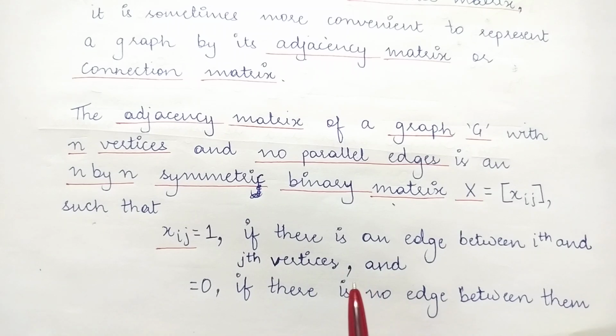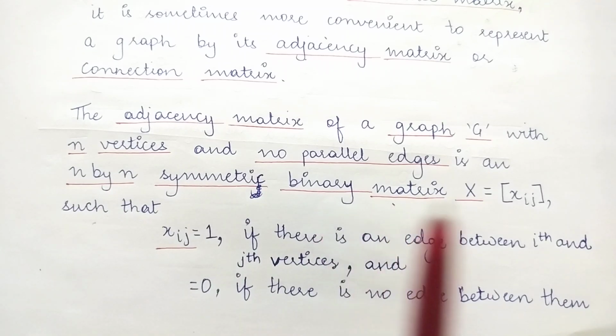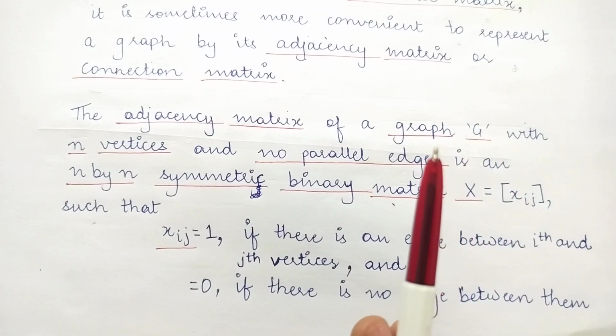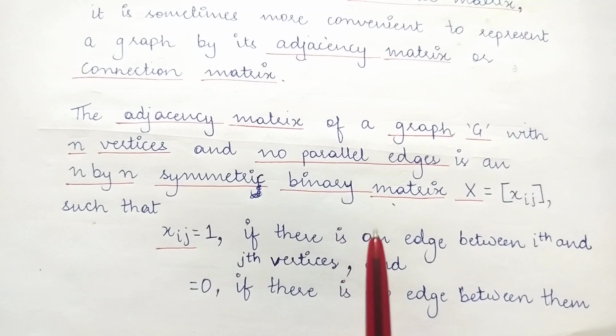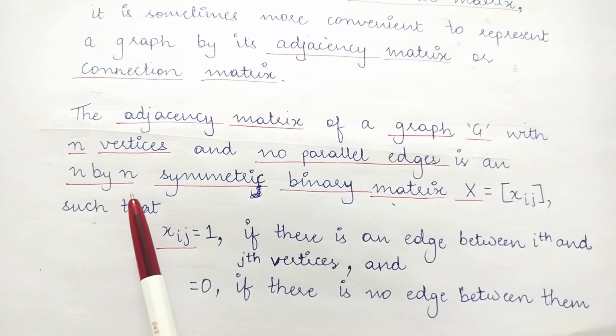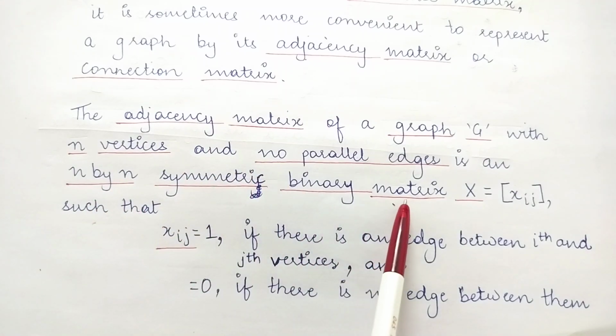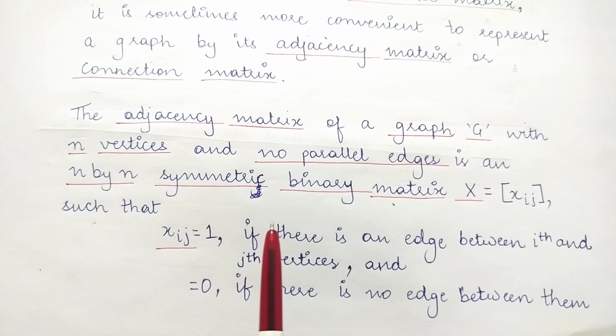If you remember, in case of incidence matrix, we were considering the vertices by edges. So the rows represented your vertices and the columns represented your edges. But here we are showing the incidence with the help of vertices themselves, and edges are not included here. So that is why it is an n by n matrix, that is vertex by vertex. So that is why it is a symmetric binary matrix. So same number of rows and same number of columns. Why? Because we are considering vertices for the rows also, and we are considering vertices for the columns also.